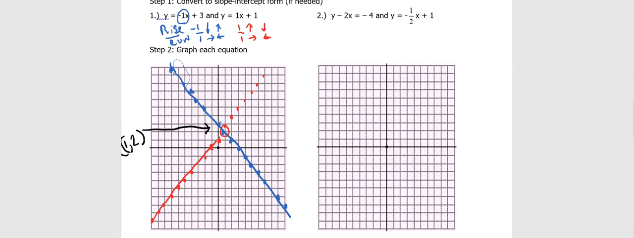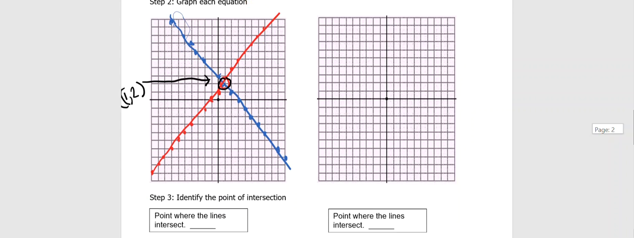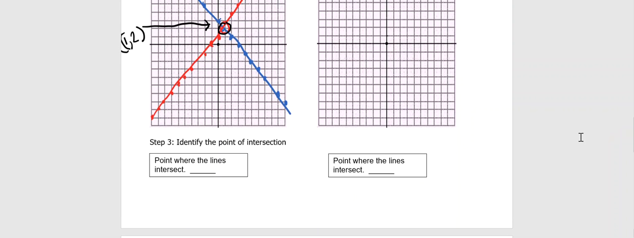And this is what your graphed system of equations will look like. The blue line is the first of my equations, y equals negative 1x plus 3. The red line is the second of my two equations, y equals 1x plus 1. I've gone out of my way to circle that point of intersection once I hit it. And my ordered pair for that is 1, 2. So identify the point of intersection. That point of intersection is going to be 1, 2.